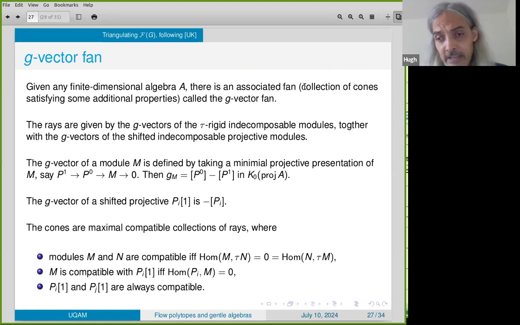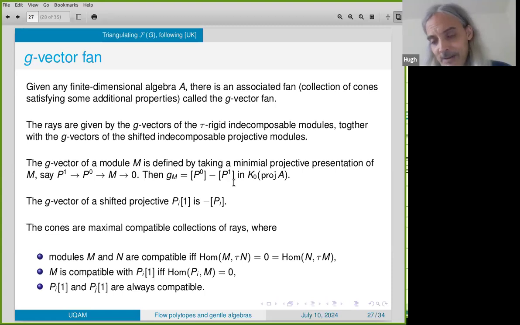For any finite dimensional algebra, there's a fan, a collection of cones, non-overlapping and intersecting nicely, but I'm not going to get into the details, called the G-vector fan. The rays are the G-vectors of the tau-rigid indecomposable modules, plus the G-vectors of the shifted indecomposable projective modules. The G-vector of an indecomposable module is defined by taking a minimal projective presentation, and then I consider the free abelian group on the indecomposable projectives. That's a free abelian group whose rank is the number of vertices of my quiver, and the G-vector is just the class of P0 minus the class of P1.